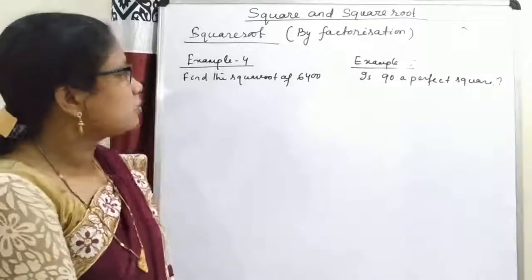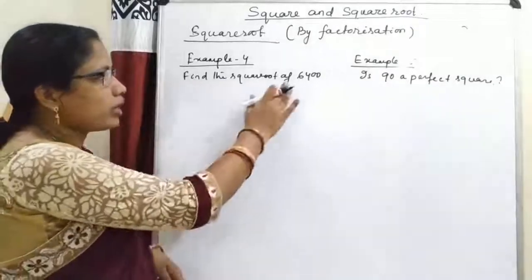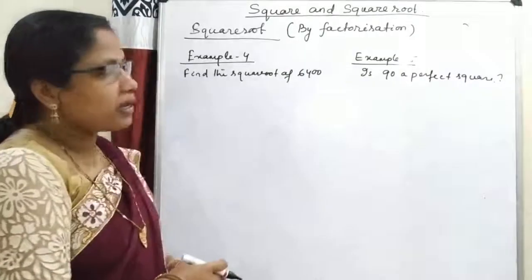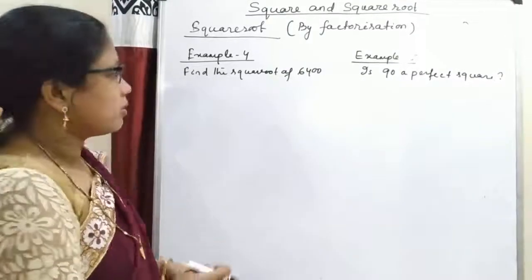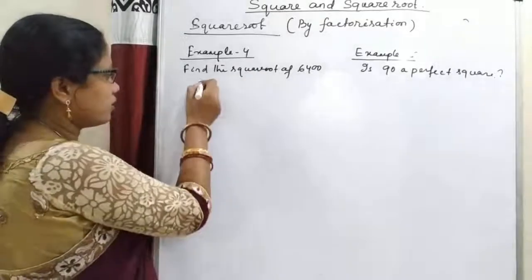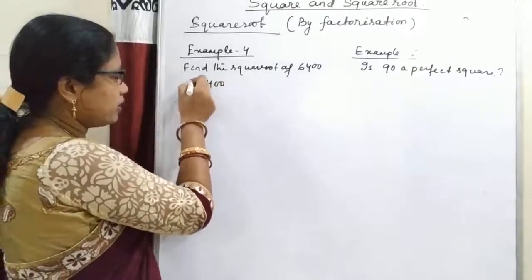Let us solve some examples. Example 4. Find the square root of 6400. We will find this by using the prime factorization method. So first we have to find the factors of 6400. So 6400 can be factorized.